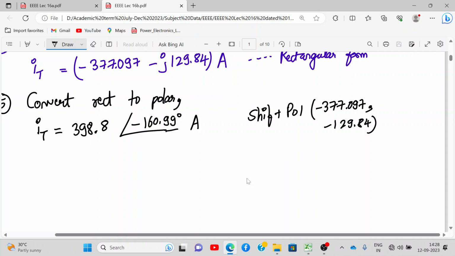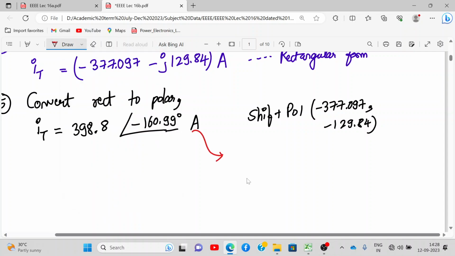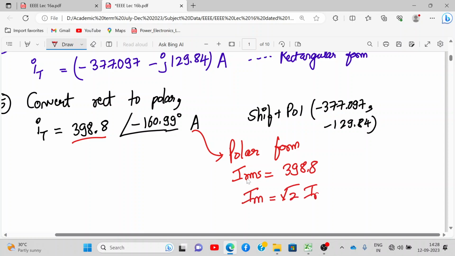It is minus 161, right? Look, the same is written. Now this is in polar form, right? So in polar form, this is IRMS. But what do we want? We want the peak value. So what is peak value? Root 2 times IRMS. So multiply this number by root 2.